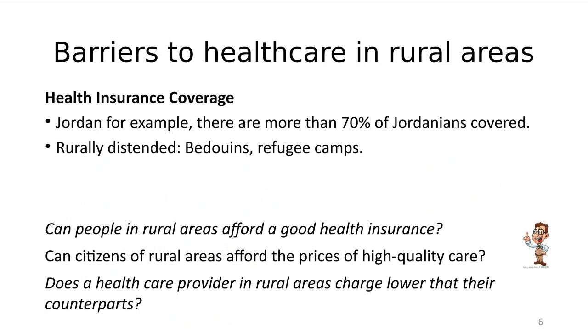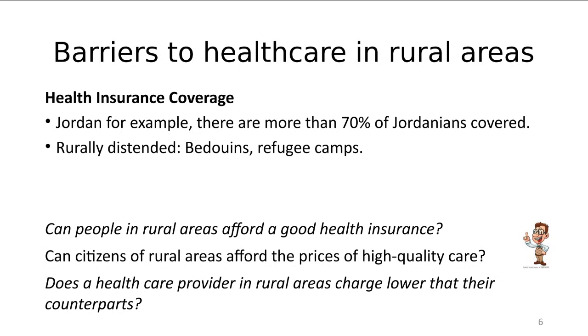Also, health insurance, the second point that we mentioned. I gave Jordan as an example. We have more than two-thirds of Jordanians covered, but honestly this is not enough. We still have around one-third of Jordanians not covered by any kind of health insurance, so they have to pay out of pocket. And these are usually people who are either very rich or very poor. The very rich have the money to pay any clinical service fees, but also the very poor. So it depends which kind of people they are.